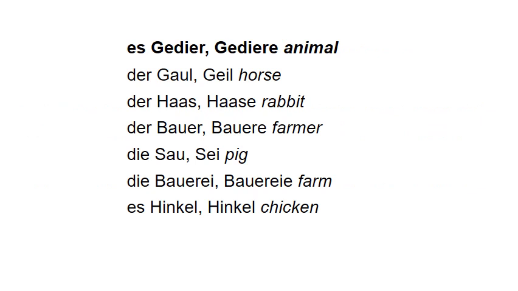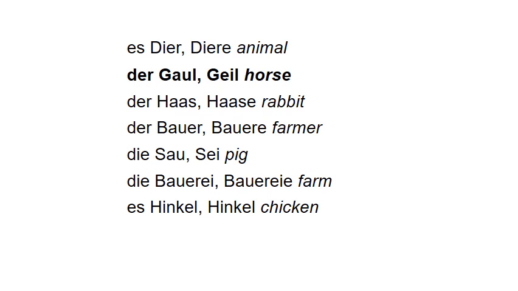Let's look at some vocabulary. Our vocabulary in this unit mostly deals with animals. So the word for animal is es Gedier, Gediere. Remember, the first form is the singular, so it would be the animal. And the second form, Gediere, is animals. Es Gedier, Gediere. Der Gaul, Geil. That's a horse. De gal, geil.